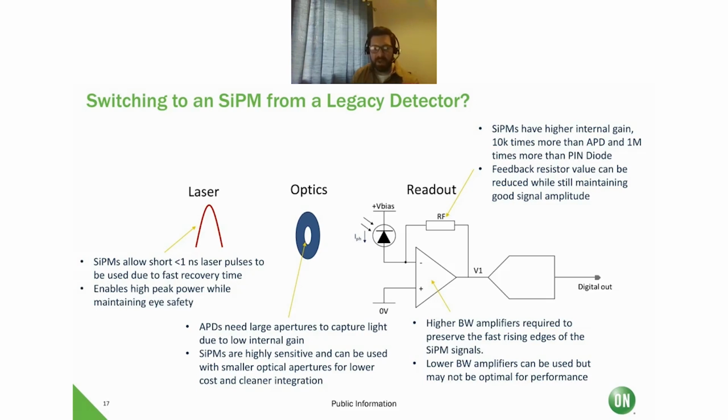In terms of the readout, SiPMs, as we discussed earlier, have a higher internal gain, 10K times more than an APD and 1,000,000 times more than a PIN diode. So the feedback resistor value can be reduced while still maintaining good signal amplitude. On the type of amplifiers used, a higher bandwidth amplifier would be required to preserve the fast rising edges of the SiPM signals. Lower bandwidth amplifiers can be used, but may not offer optimal performance.